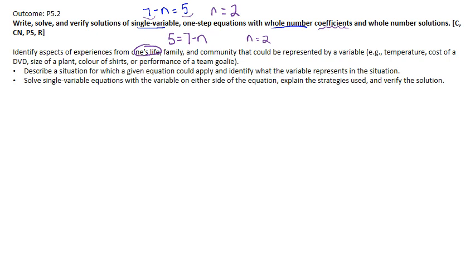Okay, so we're going to move on to this lovely blank screen. I'm going to give you some questions. And actually the questions I'm giving you are coming right out of the grade 7 textbook. So solving single variable equations doesn't change much from year to year. Okay, so we'll try this one.